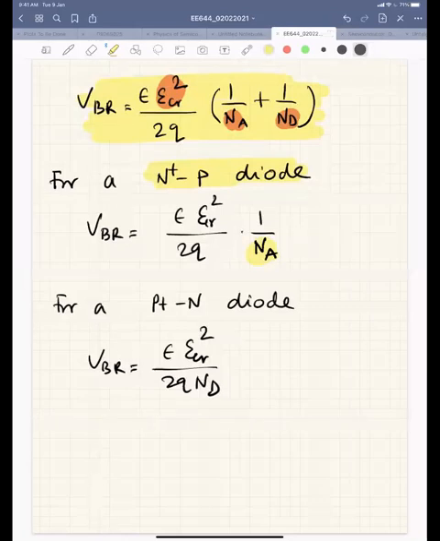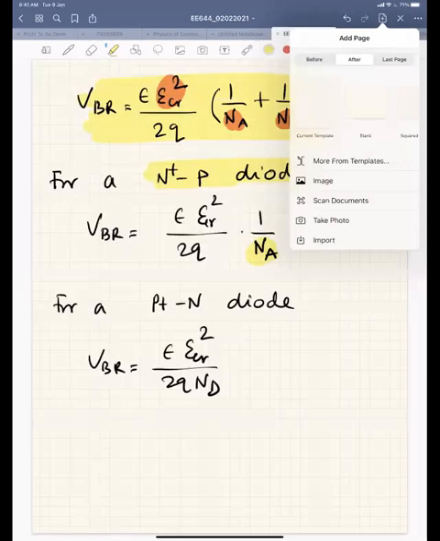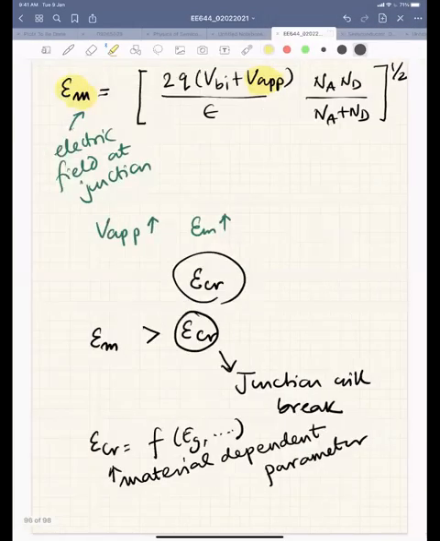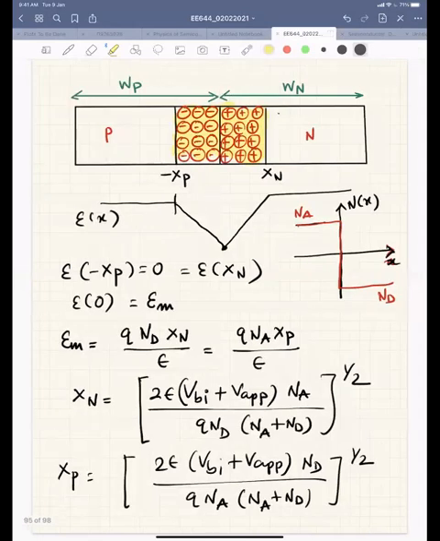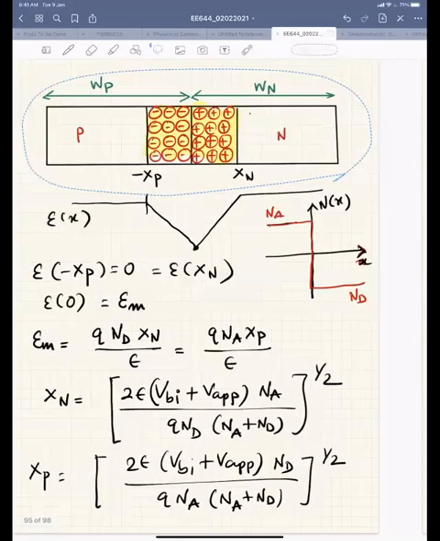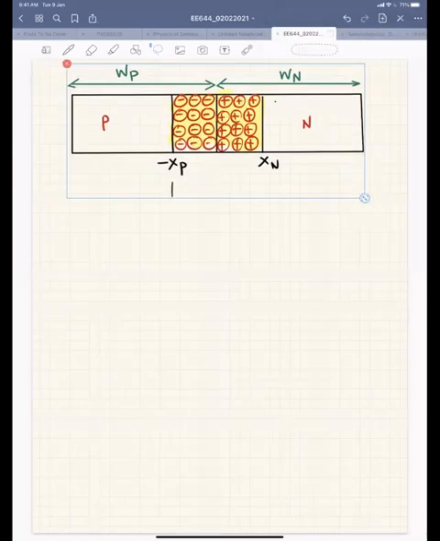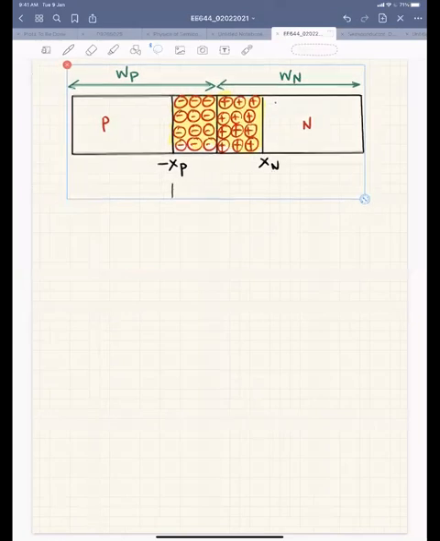So what are the different breakdown processes, right? Let's see how this breakdown happens. I was talking about generation. How does this generation process happen in the depletion region? Okay, so before that, does anybody have any questions here?